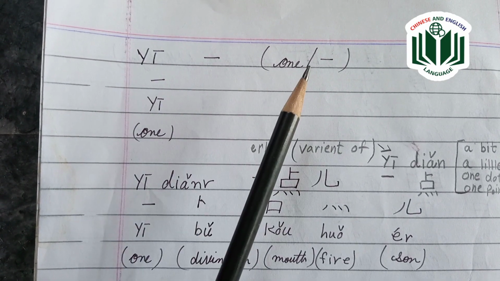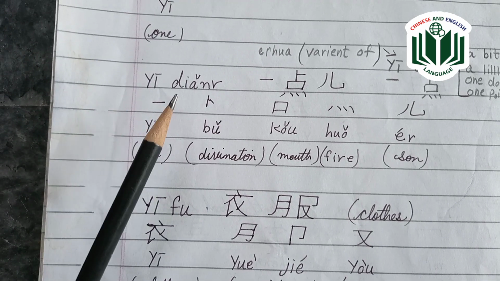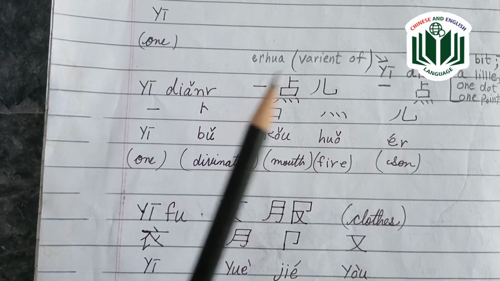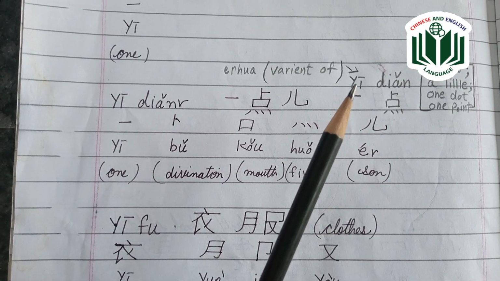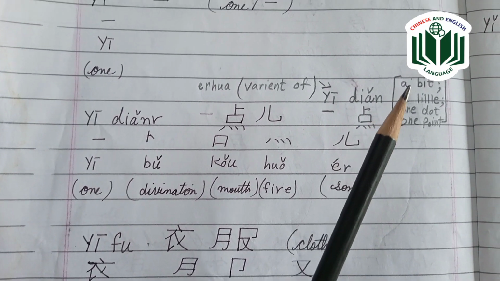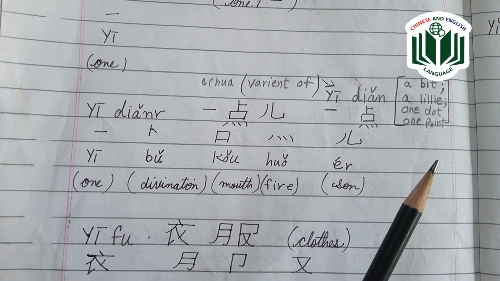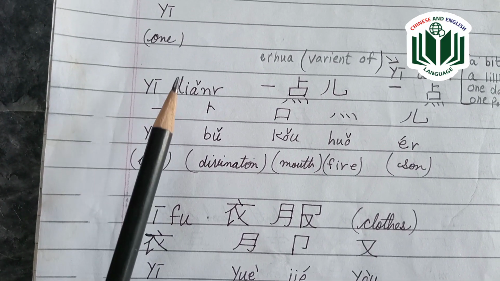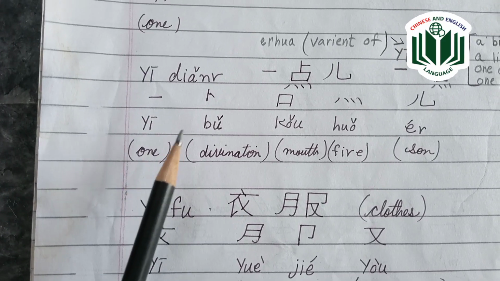Yī. Yī means one. Yìdiǎnr is a variant of yìdiǎn. Yìdiǎn means a bit, a little. One dot, one point. Yìdiǎnr has the radical yī, which means one.